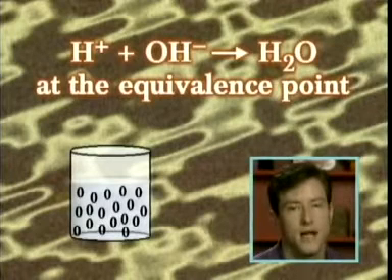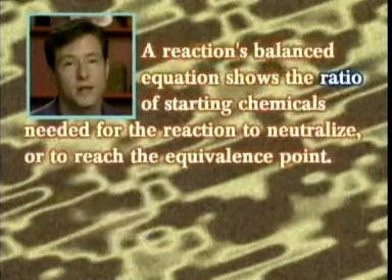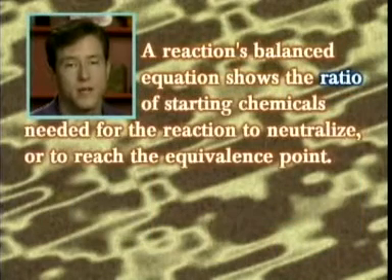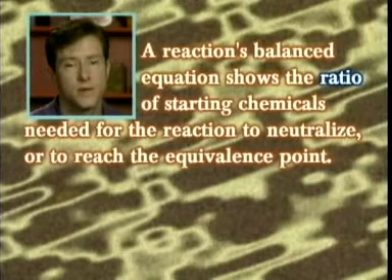When a base is added to an acid and the solution reaches the equivalence point, the acid's hydrogen ions combine with the base's hydroxide ions, forming water as a product. The reaction's balanced chemical equation will tell you the ratio of starting chemicals you need for the reaction to neutralize or reach the equivalence point.